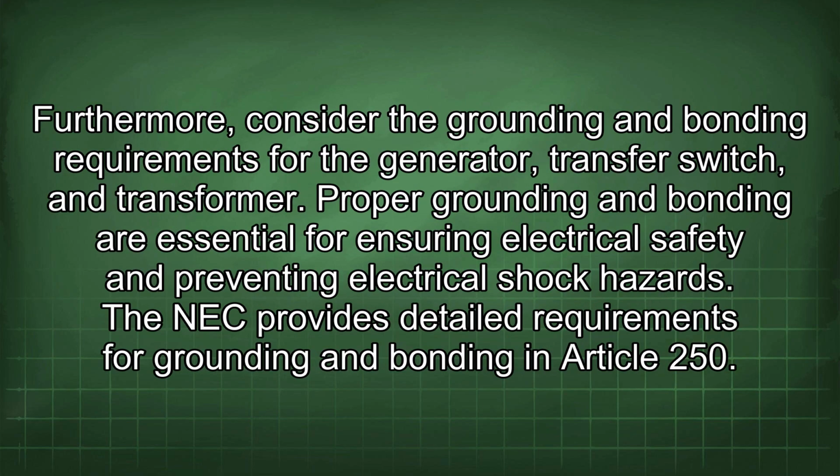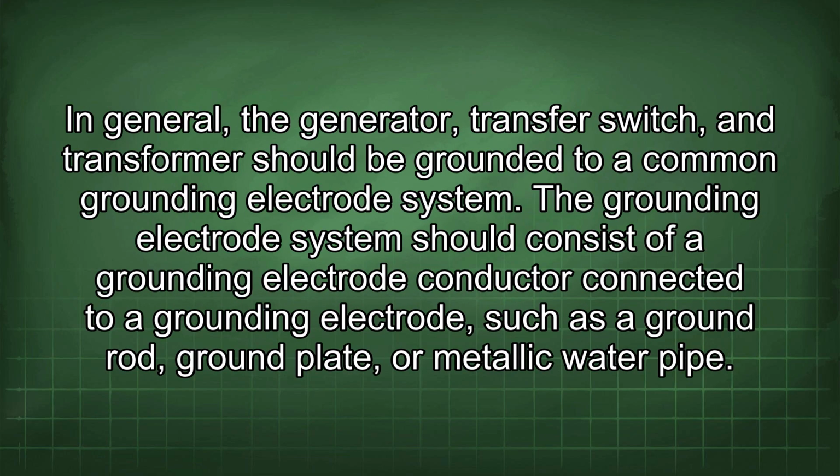Furthermore, consider the grounding and bonding requirements for the generator, transfer switch, and transformer. Proper grounding and bonding are essential for ensuring electrical safety and preventing electrical shock hazards. The NEC provides detailed requirements for grounding and bonding in Article 250. In general, the generator, transfer switch, and transformer should be grounded to a common grounding electrode system.